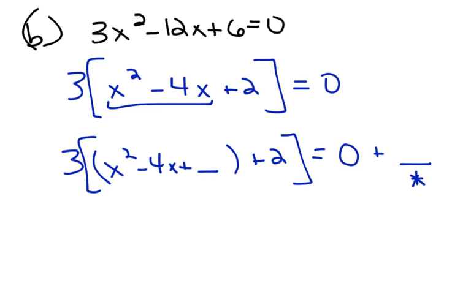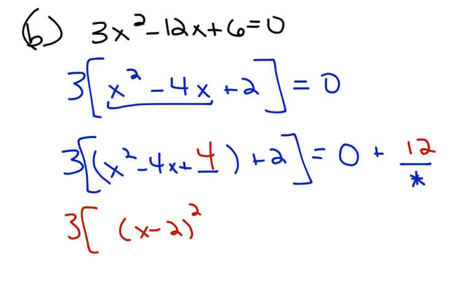Remember, we fill in the blank by taking the middle term, dividing it by 2, and then squaring it. So negative 4 divided by 2 is negative 2. Negative 2 squared is 4. The reason the star is on the other side is because the number that goes in that blank is not 4. Remember that we factored out a 3 originally. I have to factor that 3 back in to get the number that goes on the other side. So the number that goes on the other side is actually 12. It's 3 times 4.